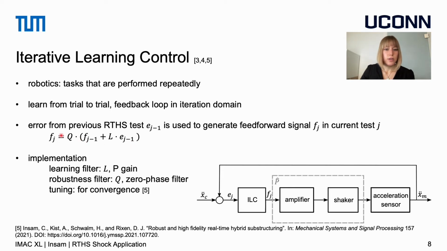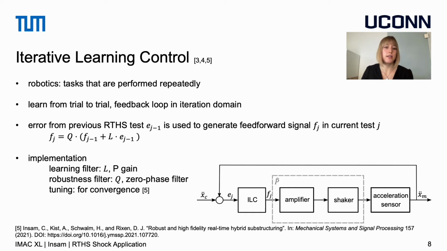The filter Q that you can see here is a robustness filter, which is usually a zero-phase low-pass filter. There are different possible choices for the learning function L, and we chose a rather simple implementation, which is that L is just a proportional gain. The application of Iterative Learning Control to improve the tracking performance in RDHS tests has been proposed in one of our former papers, which is cited here. In this paper, we showed that the phase tracking properties improved during learning.